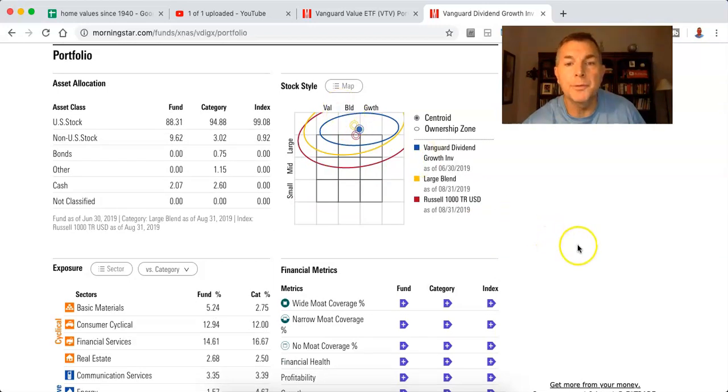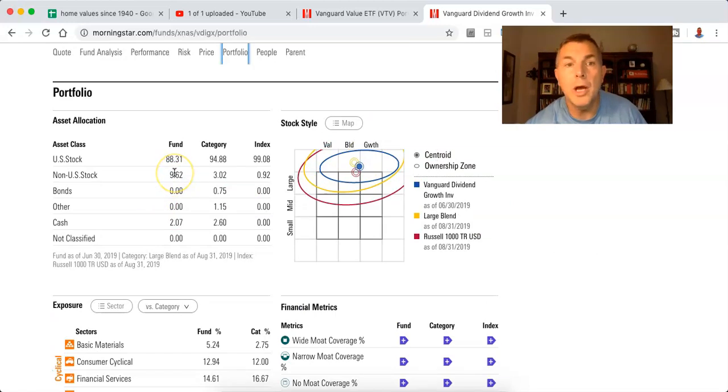So you have immediate diversification, but with a dividend mindset, which I like. They do have 10% non-U.S. stocks, and that's not bad, but again, full stocks.